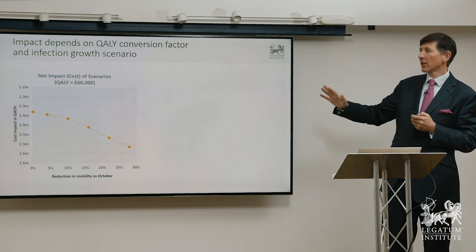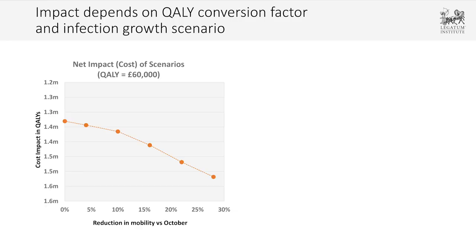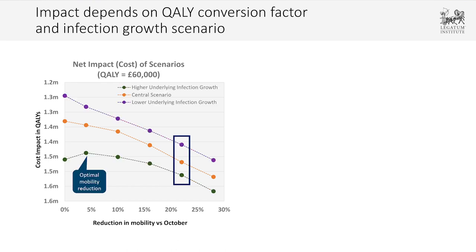So let's have a look at the decision we took, or the range we were looking at earlier on, £60,000 for a quality adjusted life year under the central case scenario. If underlying infection rate growth was higher or lower, we would see quite a different picture. Under the higher one, which is the green, we would see that it'd be worthwhile having some mobility reduction, even at £60,000 for a quality adjusted life year. Whereas if it was a low infection growth rate scenario, you would see that no level of mobility reduction improves the impact. And that starts to tell us something about the need for having a different approach across the country, because in places like Liverpool versus the Southwest versus other places with different underlying growth rates, the best response to achieve the most positive impact would potentially be quite different.